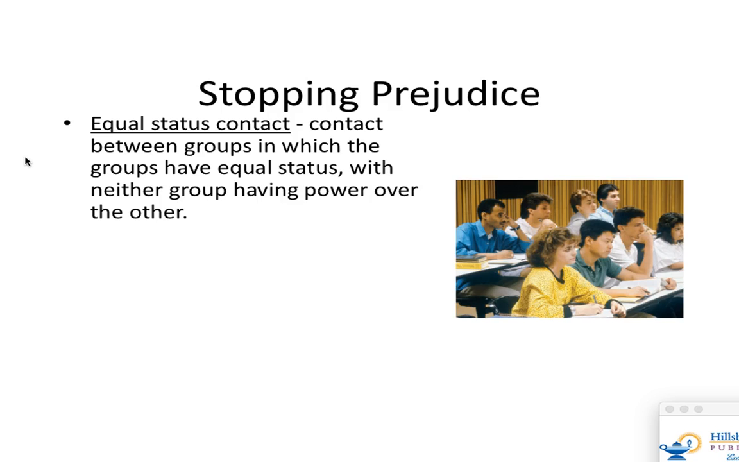But if I come across a Chinese person who has the same education as I do, same work experience I do, comes from a similar family to mine, are we going to have a lot in common? Are we going to be able to have a genuine conversation about things that affect us? Absolutely. I'll be able to understand where they're coming from a lot more. It'll give me an interesting perspective. So equal status contact is the best way to overcome prejudice.